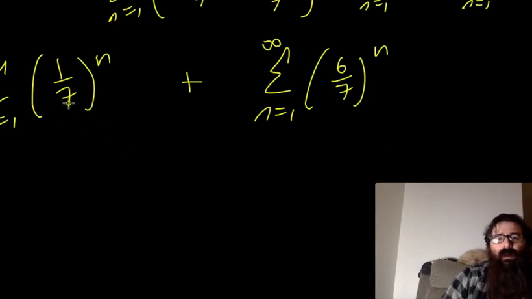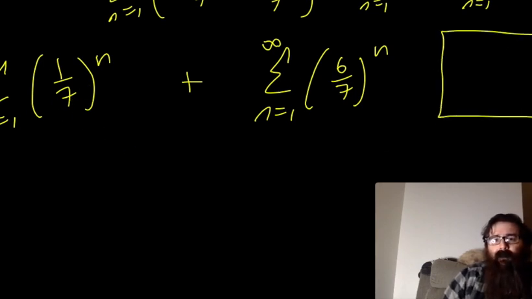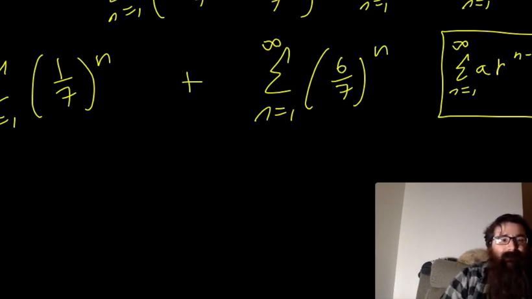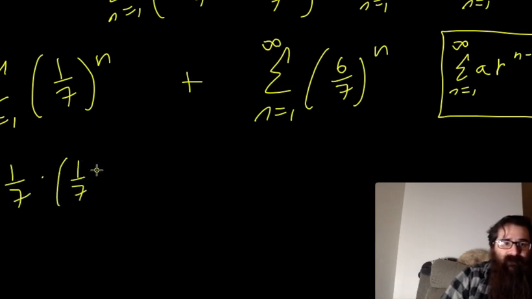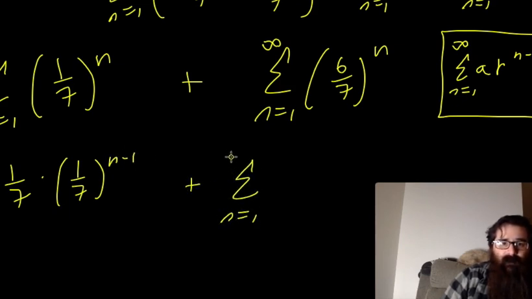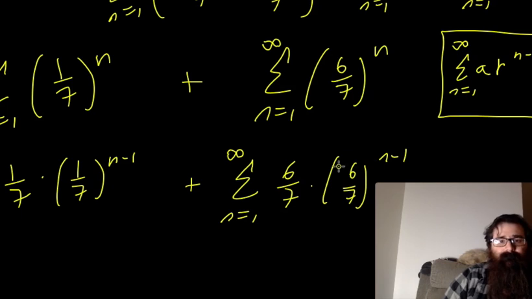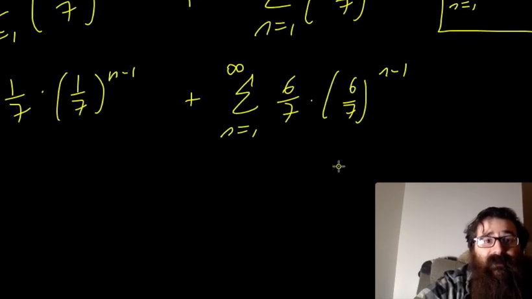I'd say, well, this isn't quite what I want. Remember, if it's starting at n equals 1, I want ar to the power of n minus 1. So I have to clean this up, but I can clean it up like I've been doing. I could say sum from n equals 1 to infinity of 1/7 times 1/7 to the n minus 1, plus the sum from n equals 1 to infinity of 6 over 7 times 6 over 7 to the n minus 1. And I can look at these separately.